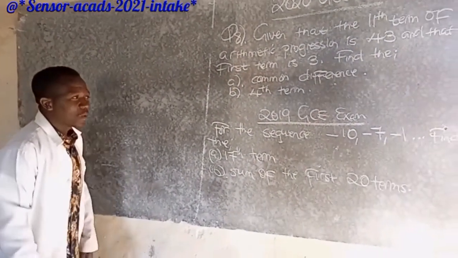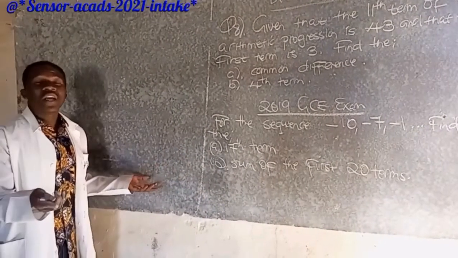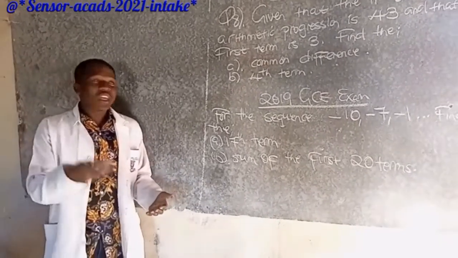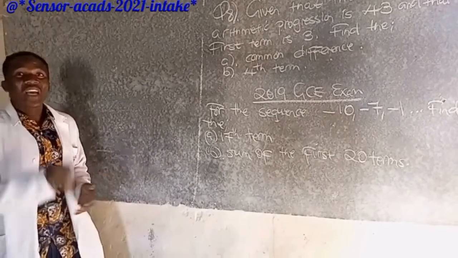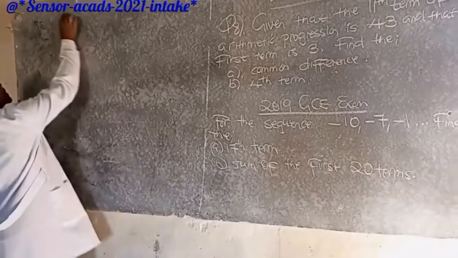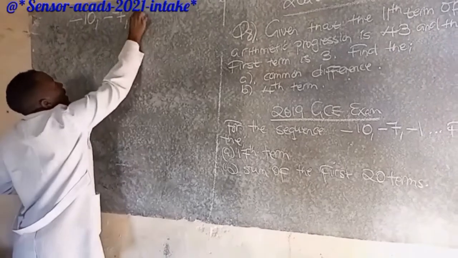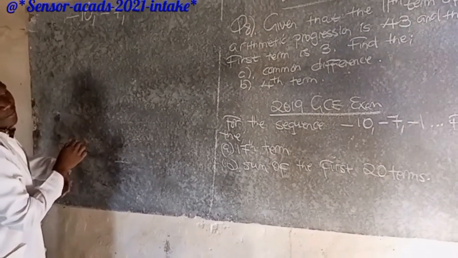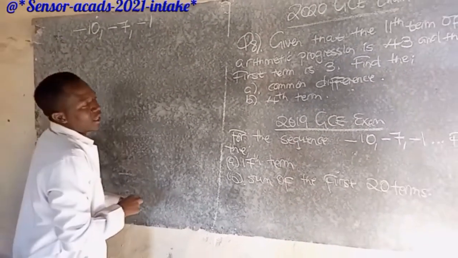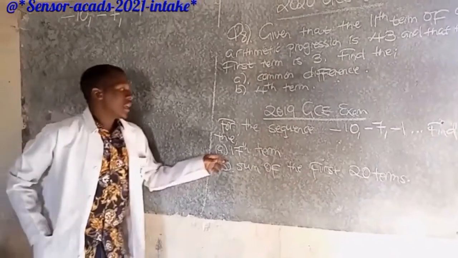At times we need to know that an examiner's favorite setup of questions can involve fractions or negatives. The best we can do in order to hack all those setups is to invest our time in proper practice so that self-reliance is accomplished. So for the sequence negative 10, negative 7, negative 4, find the 17th term.